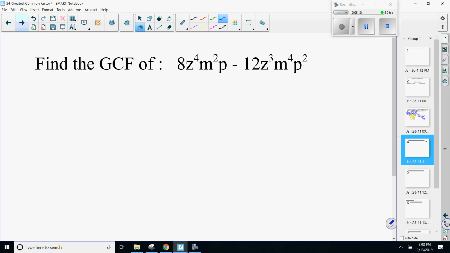So we look at an example. Find the greatest common factor of this. What's a common factor between 8 and 12?